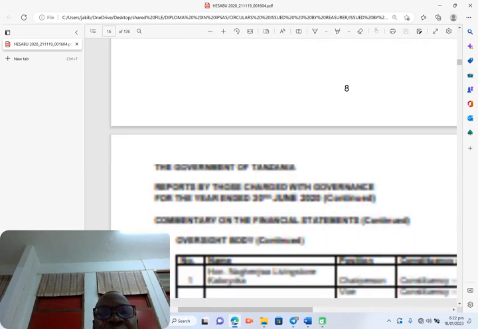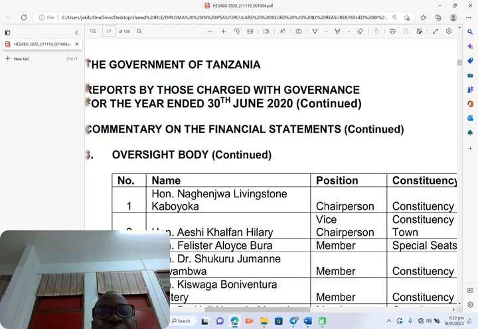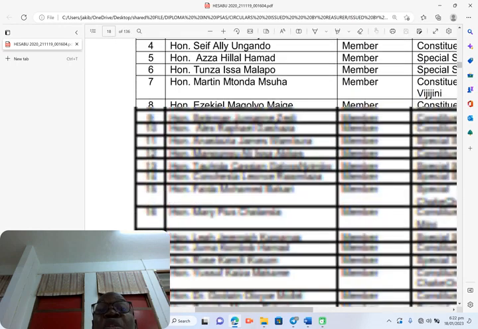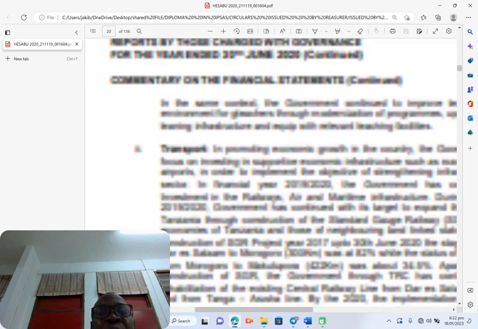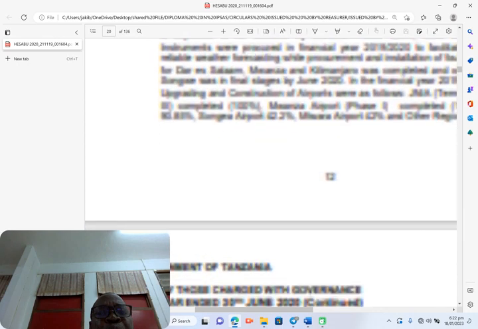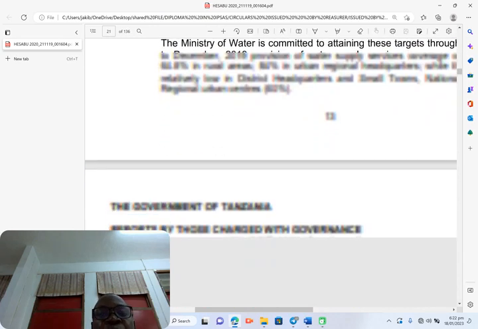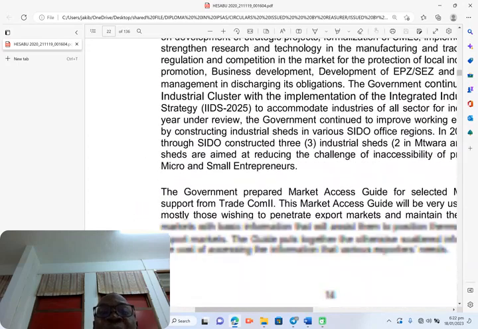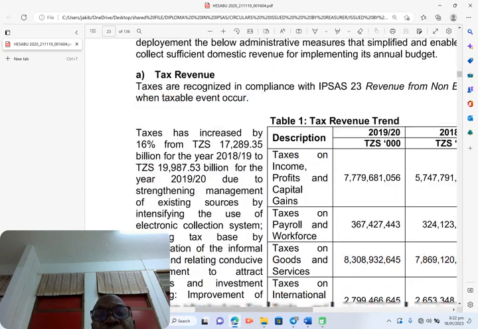Let me show you where the components of fair value from those shares are. Because once you understand them, I'm sure you'll be able to understand why I am insisting on this, especially on this standard. And that's why the treasurer has issued a circular to all public sector in Tanzania to comply with IPSAS 41 particularly, so that they can be able to account for these shares.